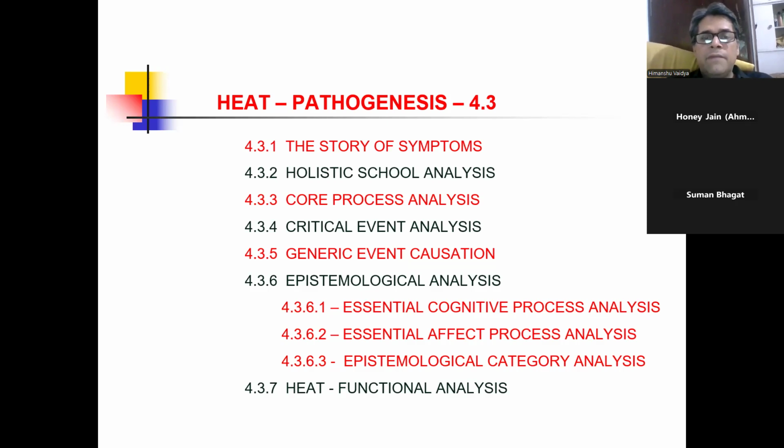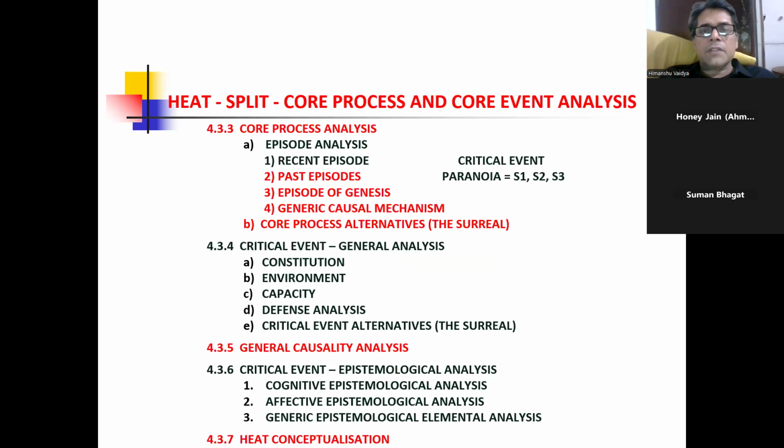In 4.3.5, we look at the generic event causation. And the idea here is, why should any event happen at all? And the event which is responsible for generating the pathology, the traumatic event, that also is an event like any other event. And therefore, if we have a generic formula for any event, that can be applied to a traumatic event also. And that gives us some more insights. Let us look at what it gives us.